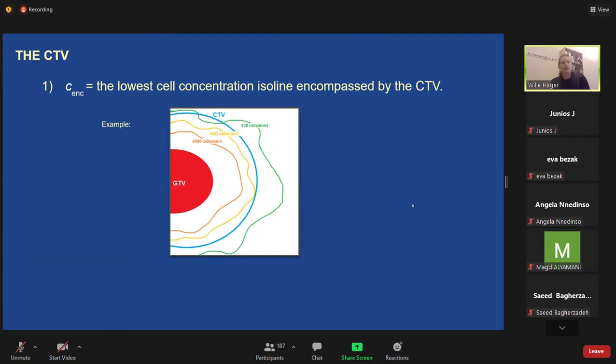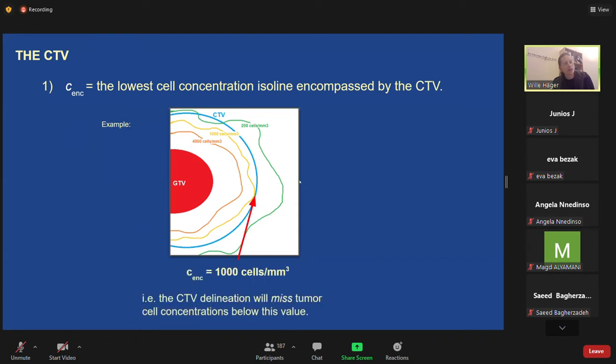To investigate these two properties, we first looked at what we called C-enclosed, or C-encompassed, C-enc. And this is actually the lowest cell concentration isoline encompassed by the CTV. So for example, we have a GTV here in red. We're going to have different isolines of tumor distribution around it. And the lowest value that is fully encompassed by the CTV is equal to this C-encompassed. In this case, it would be 1,000. This means that the CTV delineation will miss regions with cell concentrations less than this value. So ideally, C-encompassed should be equal to 0.